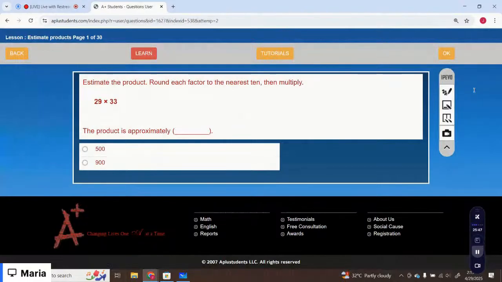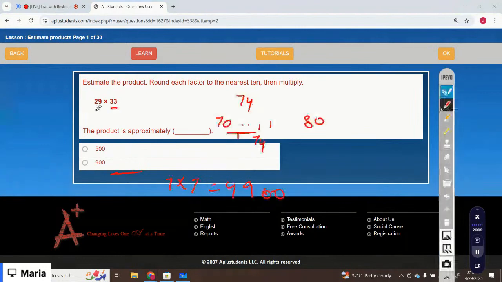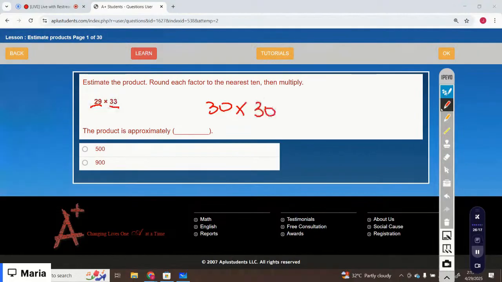Estimate the product. Round each factor to the nearest 10, then multiply 29 times 33. Now look at the number 29. That is closer to 30, so it would be rounded to 30. Also 33 is close to 30. So both numbers would be rounded off to 30.